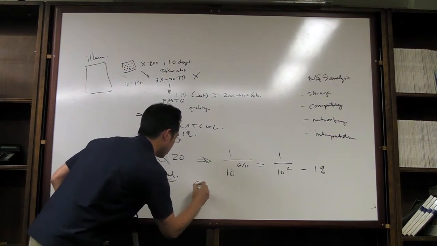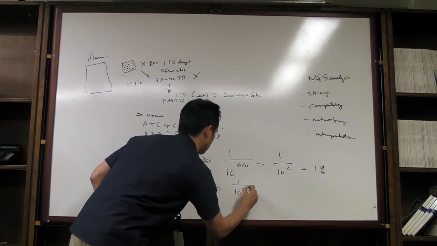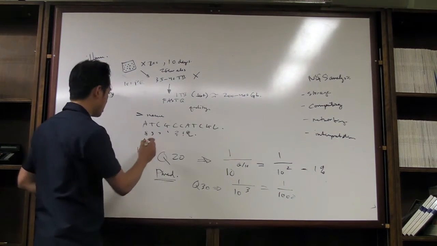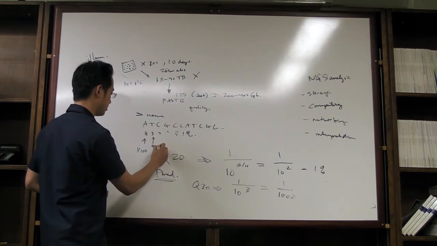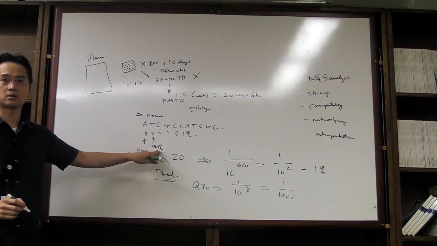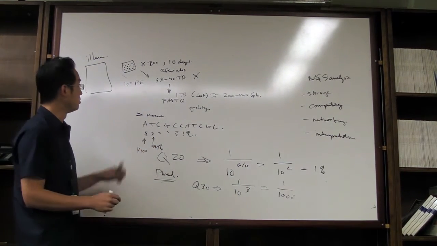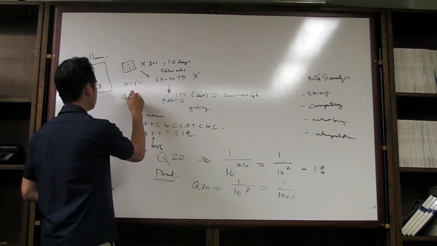If I have a Q30 score, it is 1 over 10 to the third, right? 1 over 1,000. This means that 99.9% of the time I'm going to be correct when I call this T right here. That's pretty good, right? Illumina sequencing tends to grade around Q30 to Q40.